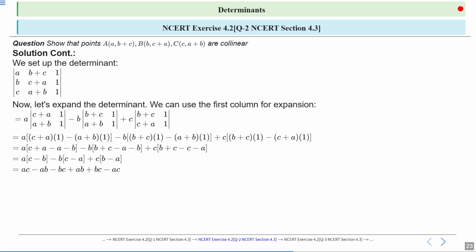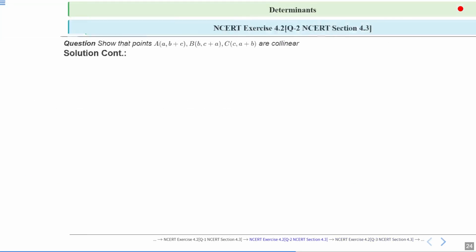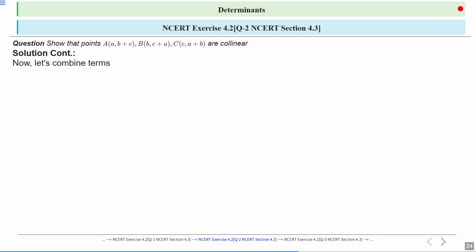That is, just break the brackets. So we get AC minus AB minus BC plus AB plus BC minus AC. Now let's combine terms. So we get AC minus AC, plus minus AB plus AB, plus minus BC plus BC. So all cancel out. So we get 0.